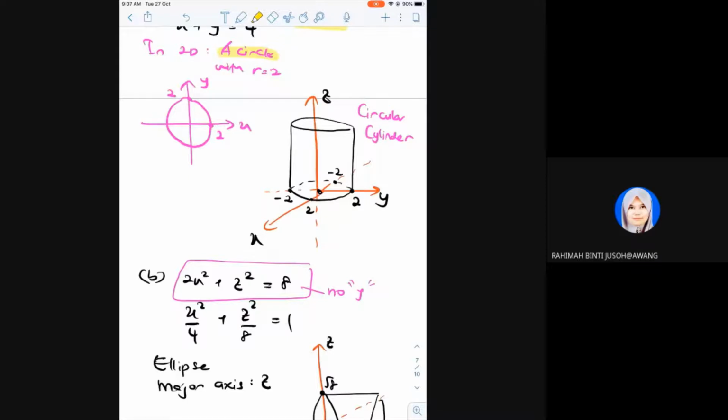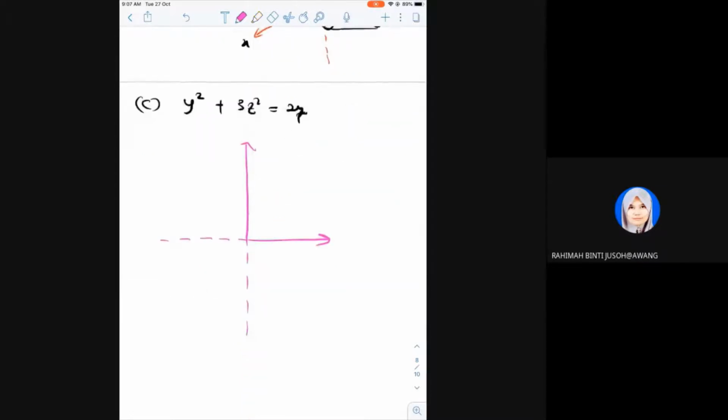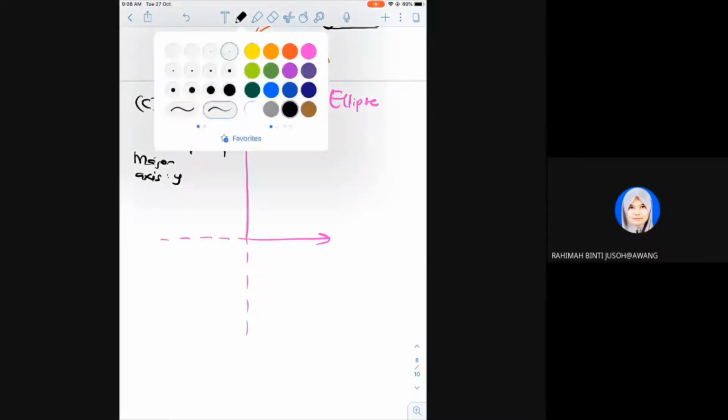Okay. Yang kedua ni, dia adalah elliptical cylinder. Elliptical cylinder. Sebab dia ellipse dalam 2D. Because it is an ellipse. So, nama dia elliptical cylinder. Okay. In this case, this is also an ellipse, right? Sebab tak sama kan? Ni tiga, ni satu. So kalau you modify equations ni, dia jadi y squared over 27 plus z squared over 9 equals to 1. Like this. So the major axis should be y. Okay. So doesn't matter. Let us proceed with the graph.